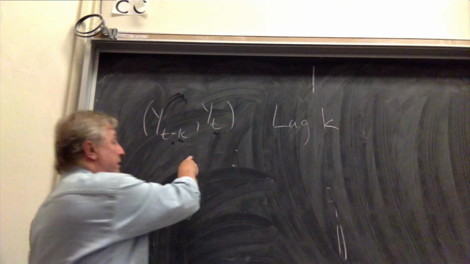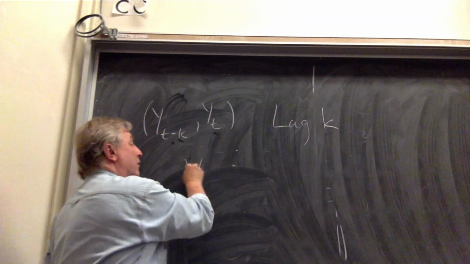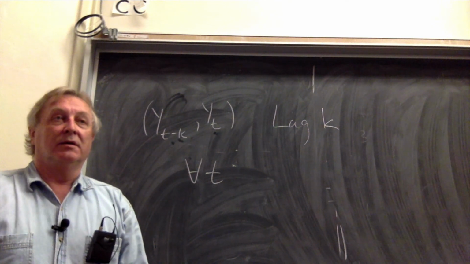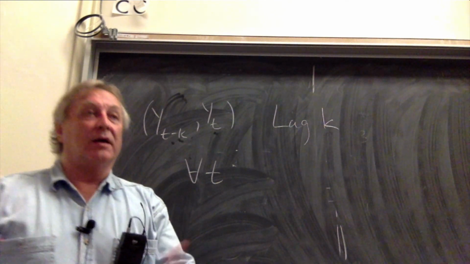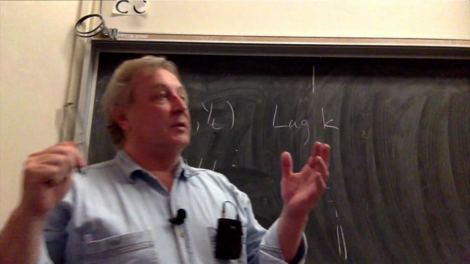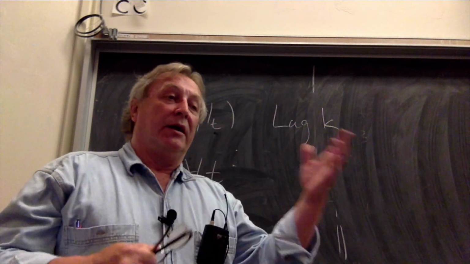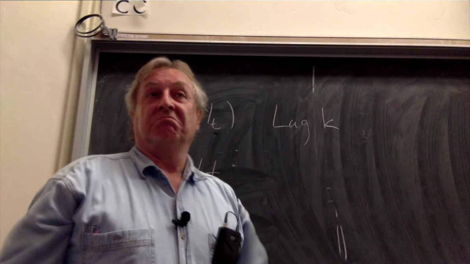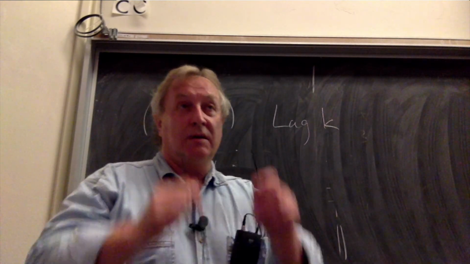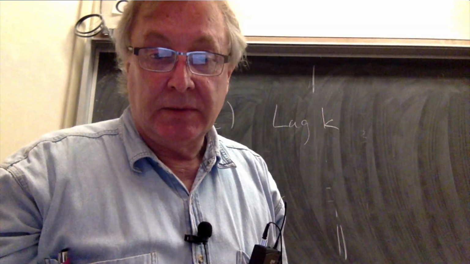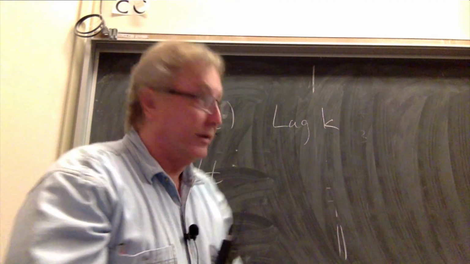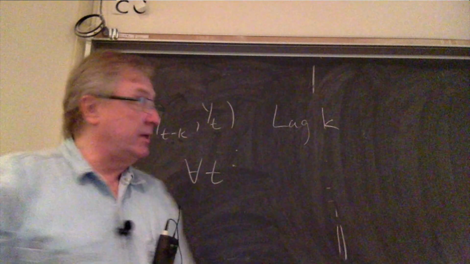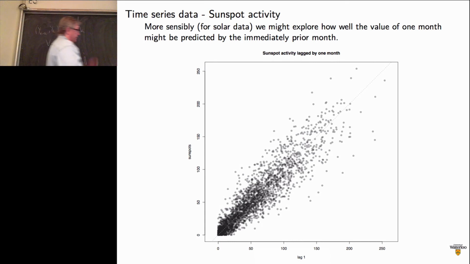And so I could plot these pairs for all t, right? Fix k for all t. And then I get to see, does the sunspot activity in any given month look a lot like the sunspot activity in the previous month? Does it look like that if it was lag 1? So that's lag 1, and the scatter plot looks like that.